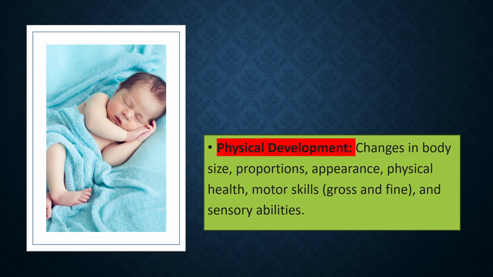Now you see, when we talk about physical development, it means something you can see, something you can touch, right? So development means changes which take place in the child's body. So the child will grow in height, the child will gain weight, right? Then the body size and proportion will increase. Then how the child is going to appear, his or her face is going to change. Then physical health of the child is changing. Then their motor skills are developed during this phase.